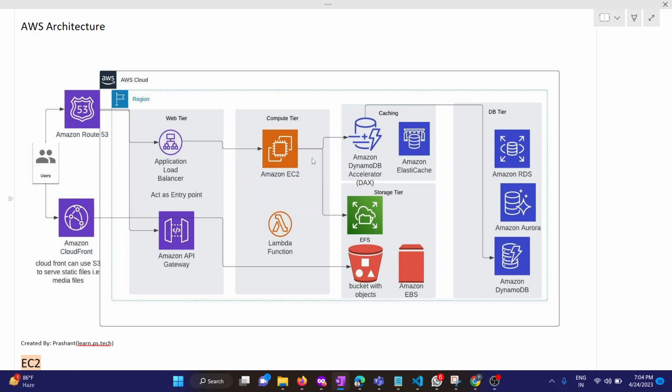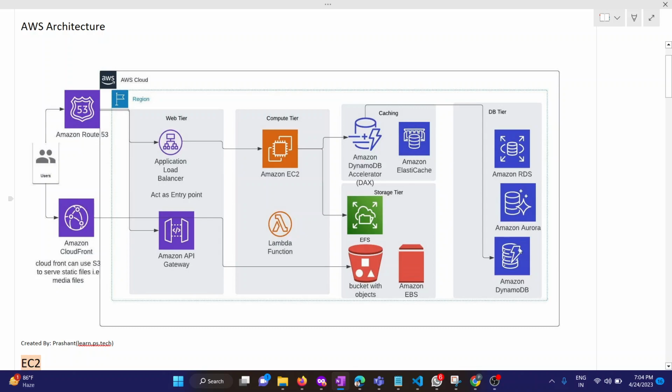Like if you are using servers, then EC2 instances. In case you are using API Gateway, then it will be redirected to the Lambda function. This is a Lambda function. Then another point, suppose there are static files on the home page which you need to upload, so you can use S3, EBS, EFS, anything that will be served. And to make it faster, what people do is they use CloudFront. So suppose some content they need to upload quickly, that can be done through caching, and for that purpose we can use DAX or ElastiCache.